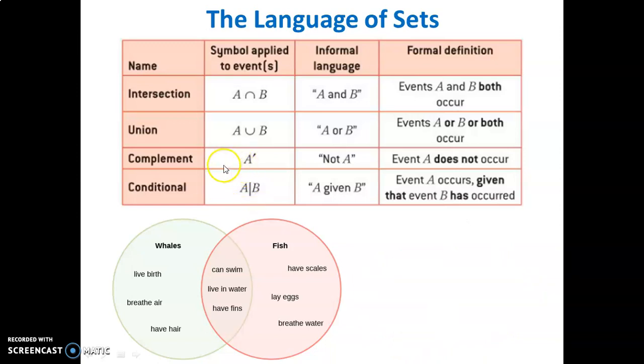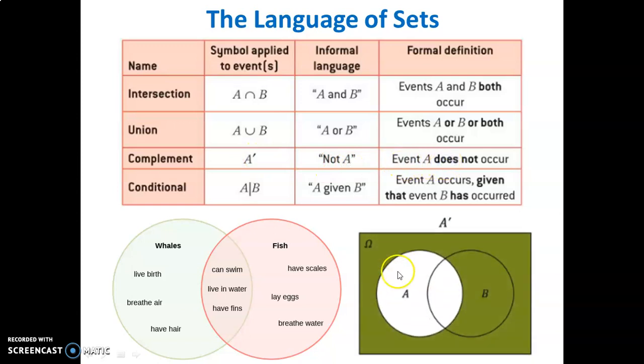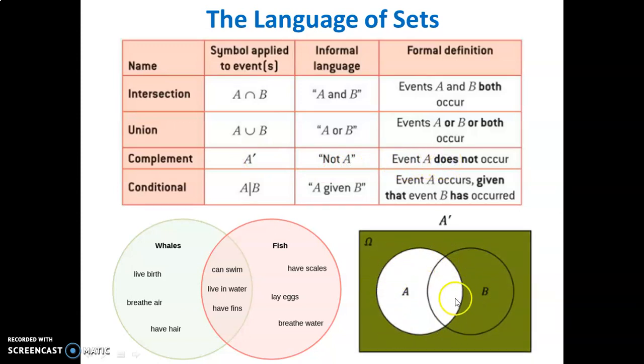Next, we have the complement. The complement of A can also be read as not A, and that means event A does not occur. For example, here's set A. Not A would be everything outside of set A. So notice it's been shaded all outside here. In our situation here, if we said not whales, you would look at everything outside of the whales characteristics. So basically, you'd just be looking at these three characteristics here. Or if there was more outside here for other mammals, we could look at those.